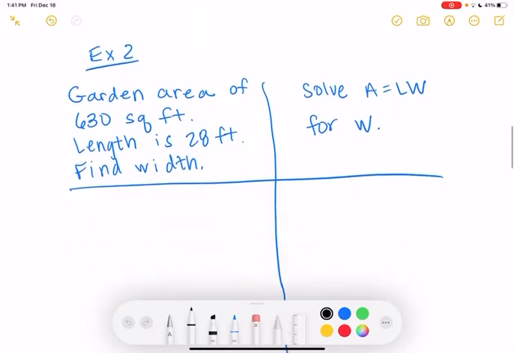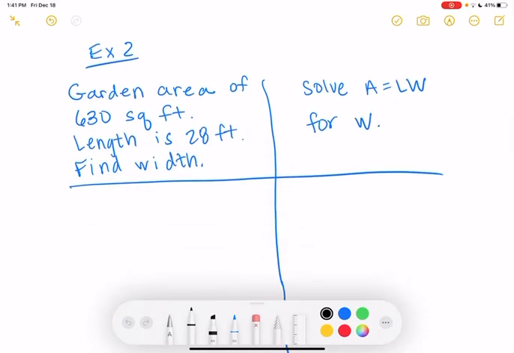Moving along to example 2. So this one, we're going to kind of do 2 problems side by side. And what we have here is one with context and one without. Okay, so the one without context is on the right. It just says solve A equals LW for W. That's a little bit hard to think of if you aren't quite sure what they want. So it helps a little bit to put some context to it.